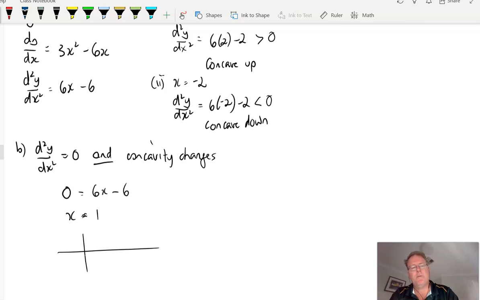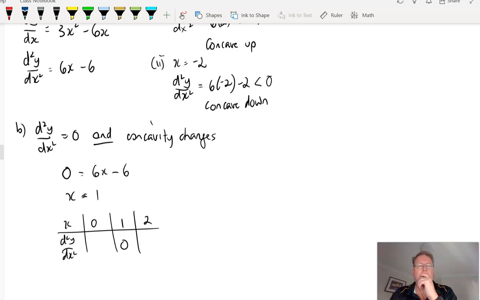We set up a table exactly like we did when we did the first derivative test. We know that at x equals 1 the second derivative is equal to 0. So we pick a point either side. We'll go 0 and we'll go 2. We should be fine with those two points. And we're going to check the sign at those points. What's the sign of our second derivative? 6 times 0 minus 6 is less than 0.